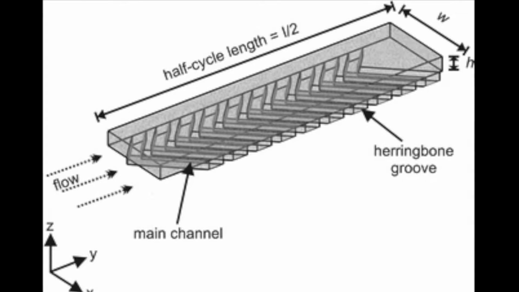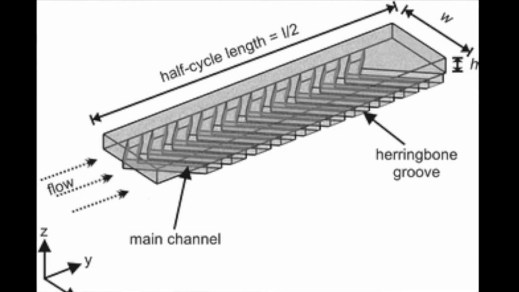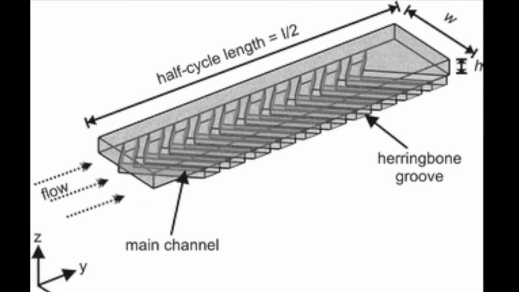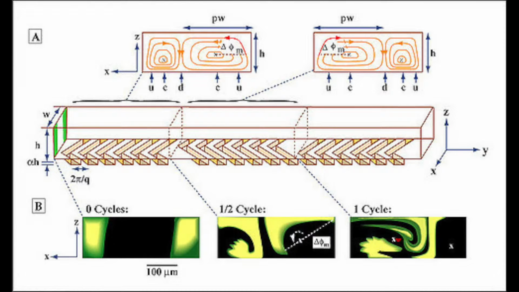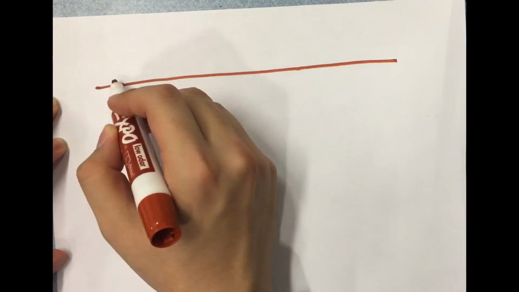One of the ways to overcome this challenge is by inserting a herringbone mixer into the channel, which is basically a microscopic fin that gets inserted into the pipes to cause artificial turbulence to make reactions happen.